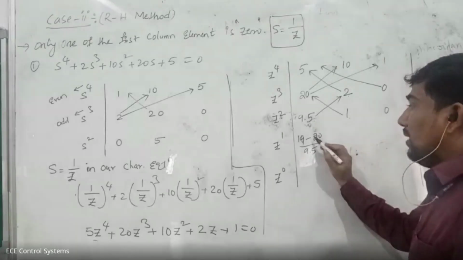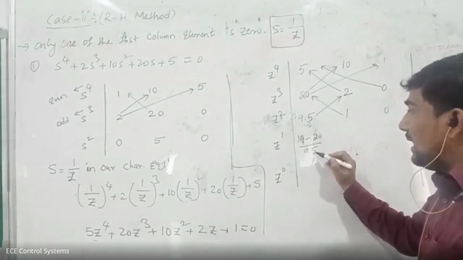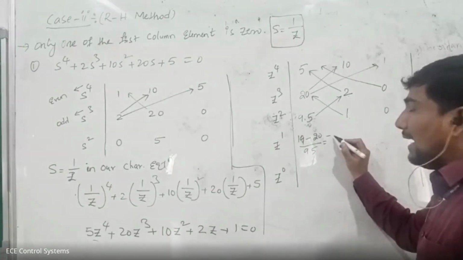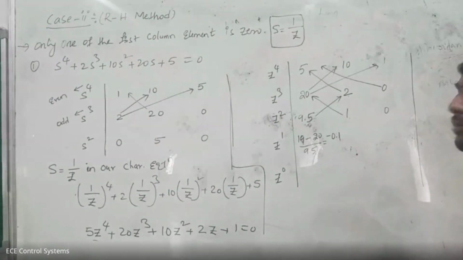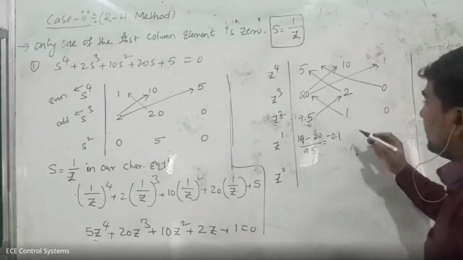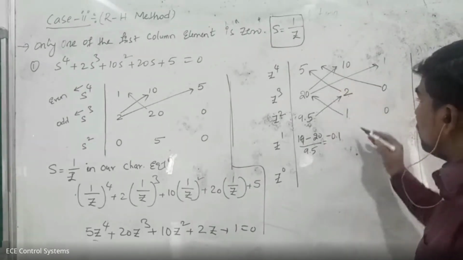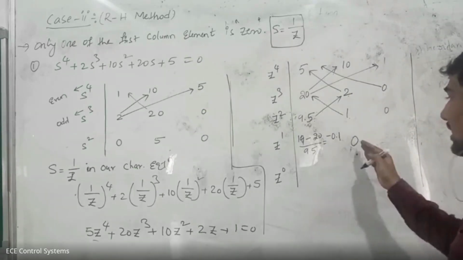That is minus 1 by 9.5. Simply I am writing minus 1 by 9.5. That is nothing but 0.1. The answer is approximately 0.1. Next, these 9.5 into 0, 0. 0 into something is 0. The second row element is 0.